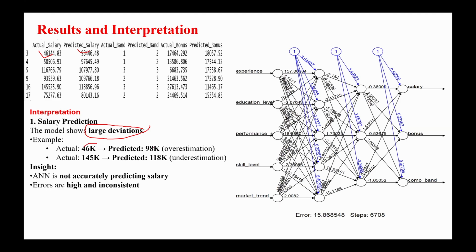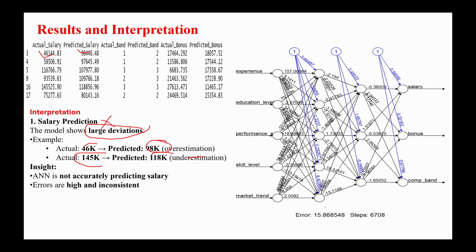Actual is 46K, but the prediction is 98, which is overestimated, right? Similarly, actual 124K, prediction 180 is underestimated. So that's what happens. The salary prediction artificial neural network has not given a satisfactory result. Here, the ANN is not accurately predicting the salary, and the error is high and inconsistent.